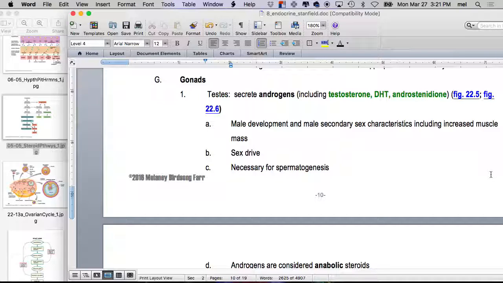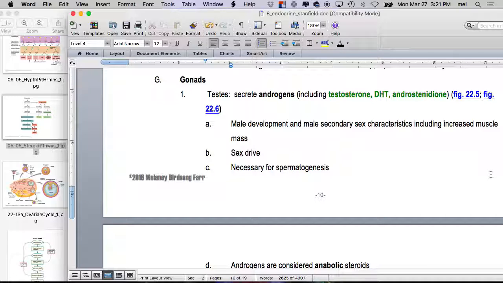When you hit puberty, what will happen is GnRH will turn on again, and GnRH will make you start the production of testosterone and eventually spermatogenesis, and we'll talk about that in just a second. What else do the androgens do? The androgens are responsible for the development of secondary sex characteristics.